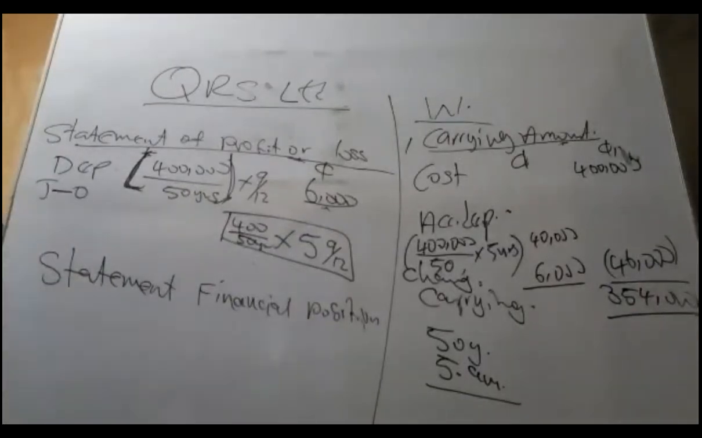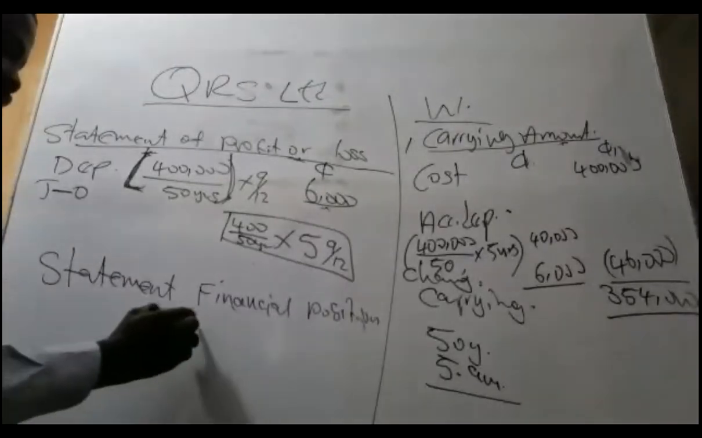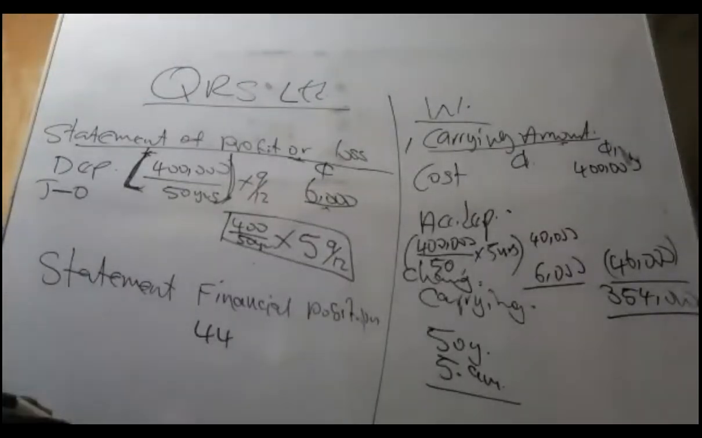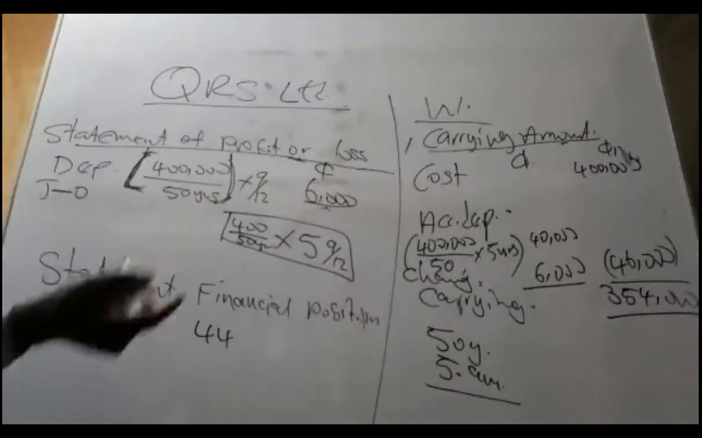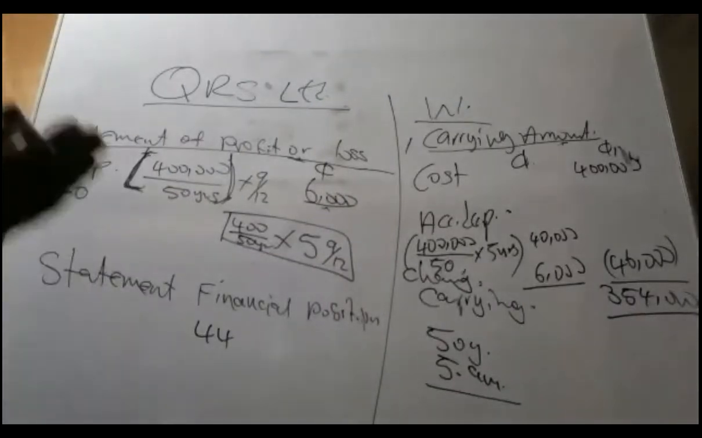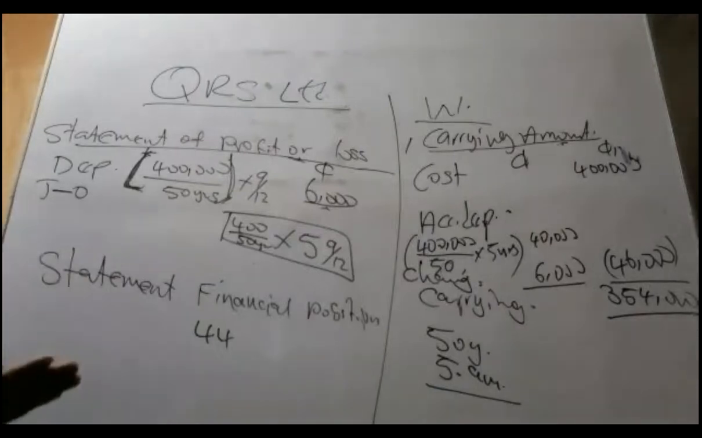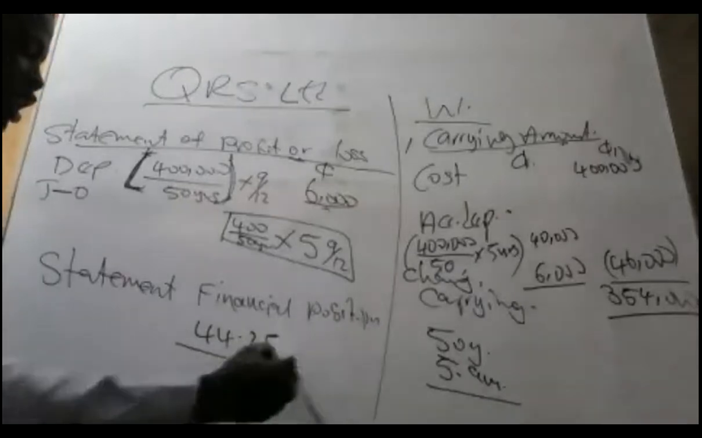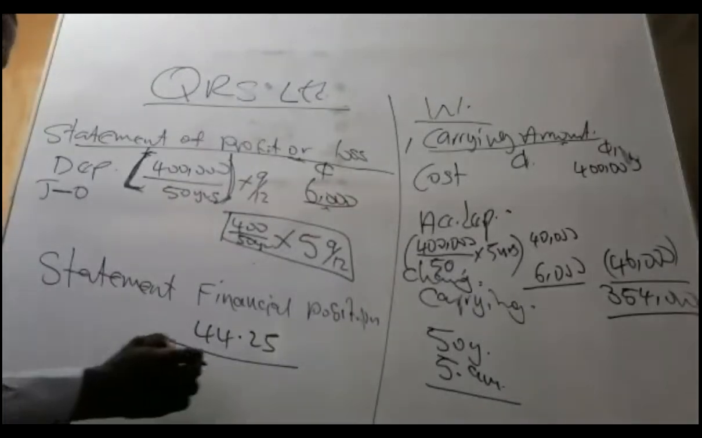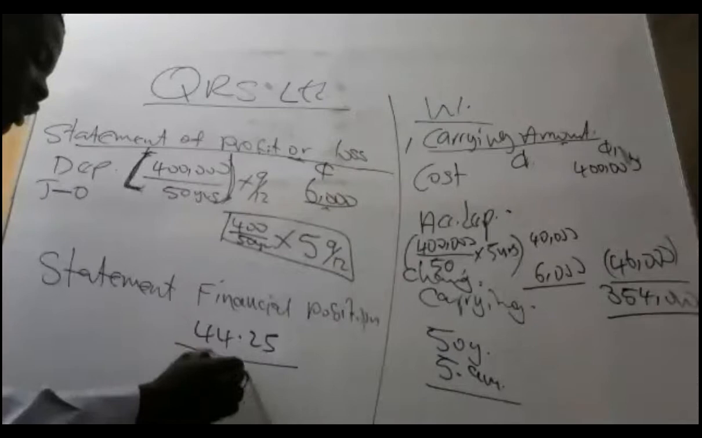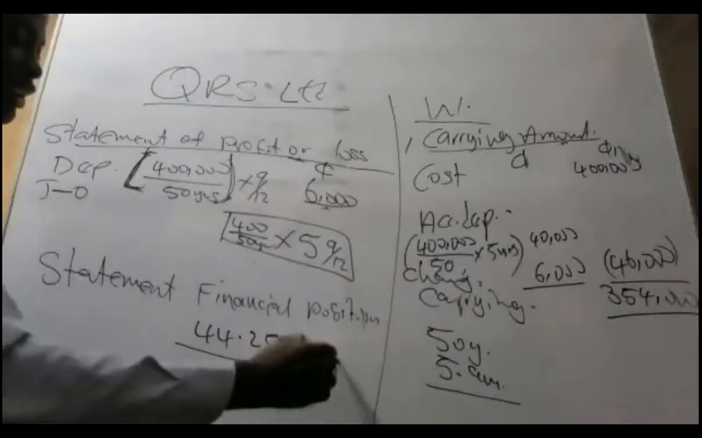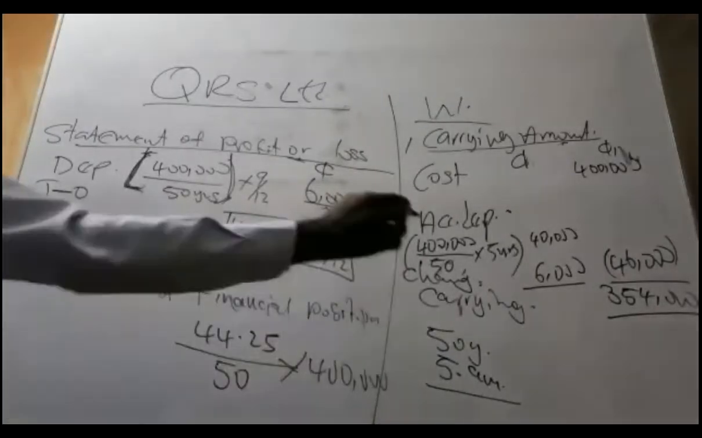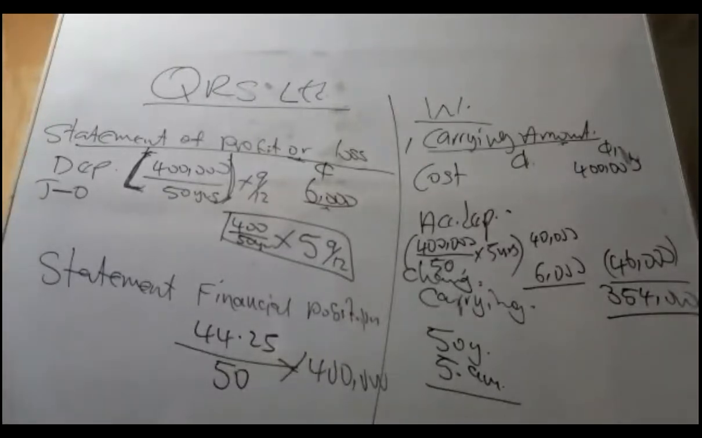Now 3 months means a quarter, so 0.25. So it will be 44.25. And 9 months means 3 quarters, and that would be 0.75. Good. So 44.25 all divided by 50 times the 400. This answer must be the same as 354,000. So that is it.